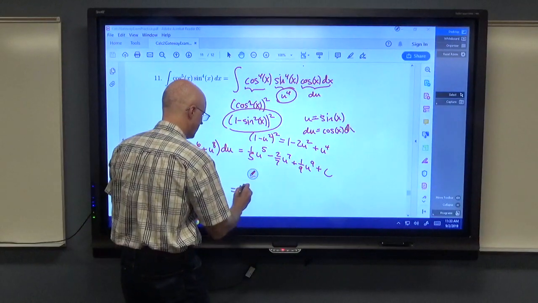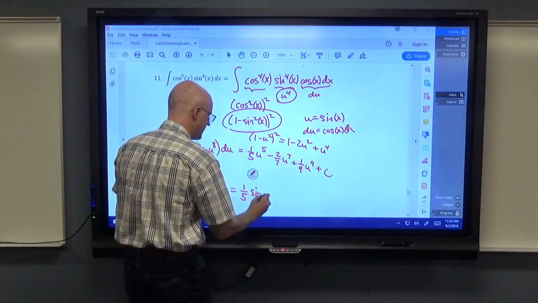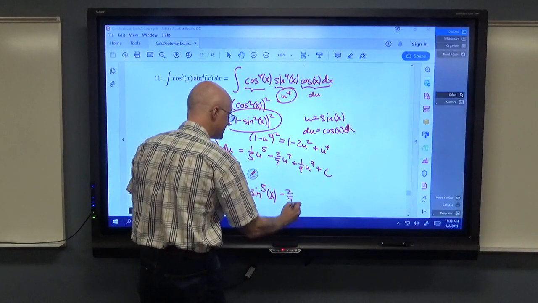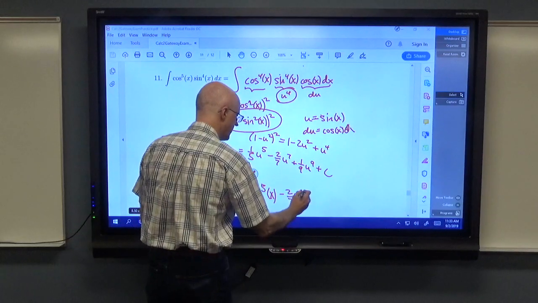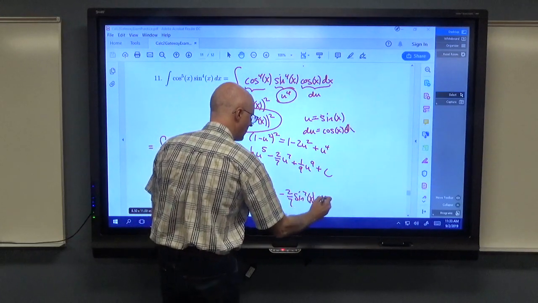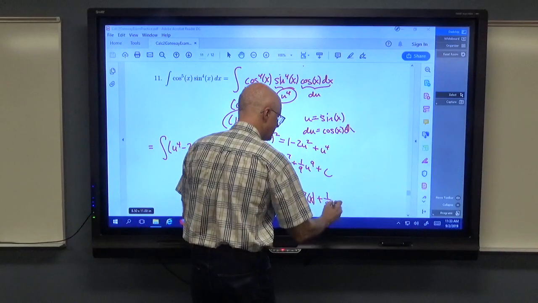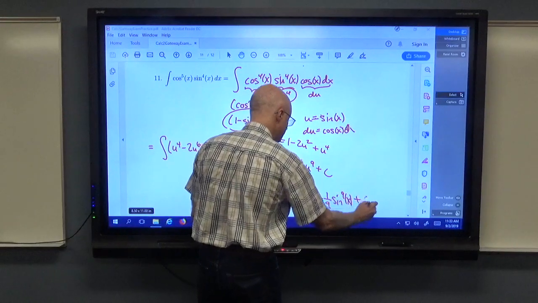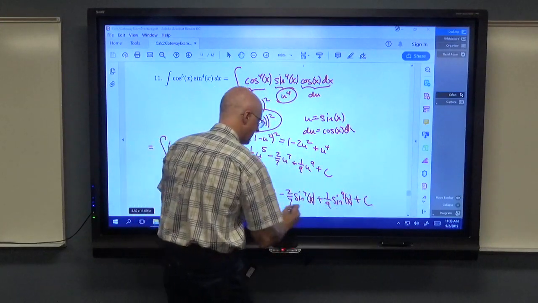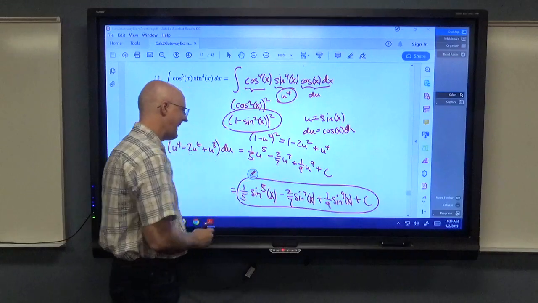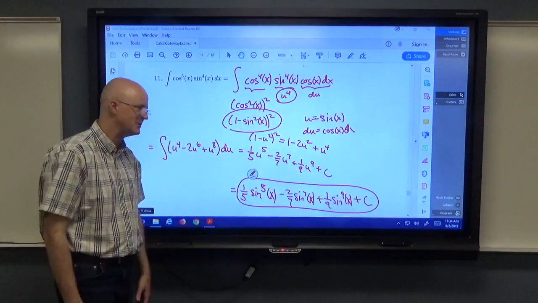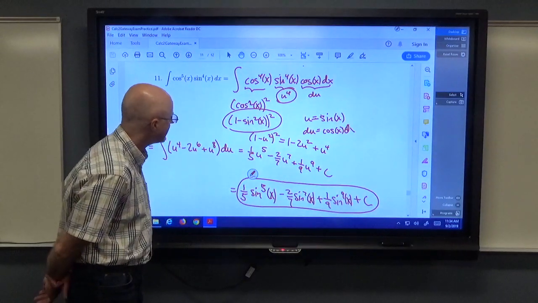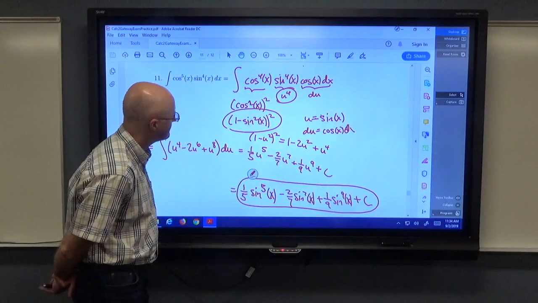The final answer is 1/5 sine of x to the fifth, which is traditionally written like this, minus 2/7 sine of x to the seventh, which is traditionally written like this, plus 1/9 sine of x to the ninth, which is traditionally written like this, then plus c. That is correct if I have not made any mistakes, and I'll check this after I finish making the video, and it won't get posted on YouTube unless it's all right, so I guess you can assume it's all right. Checking it would be a bit of a pain.